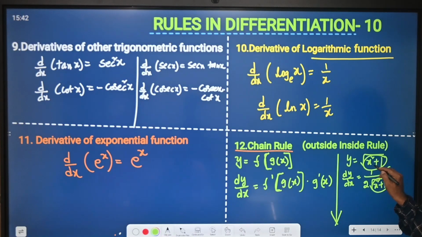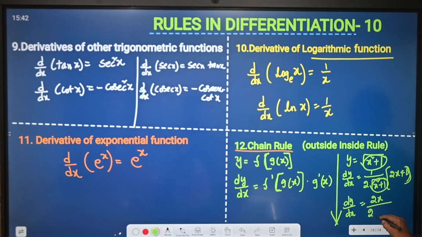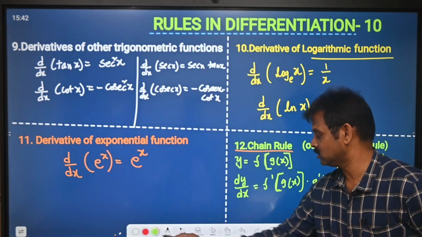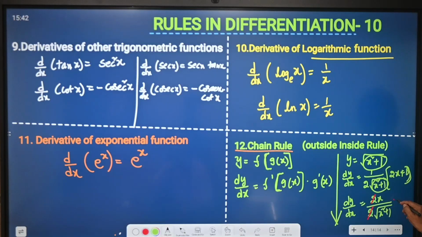Now differentiate the term inside the root. X square derivative is 2x and derivative of 1 is 0. So dy by dx will become 2x by 2 root x square plus 1. Now you can cancel this 2 and 2. Remaining term x by root over x square plus 1.